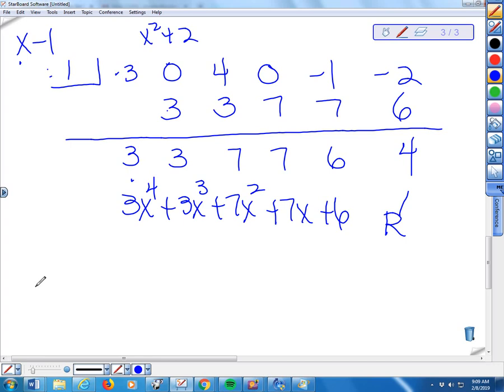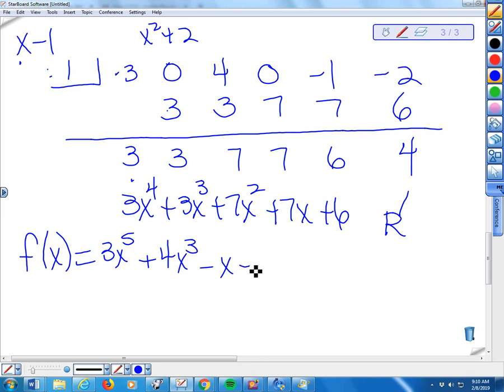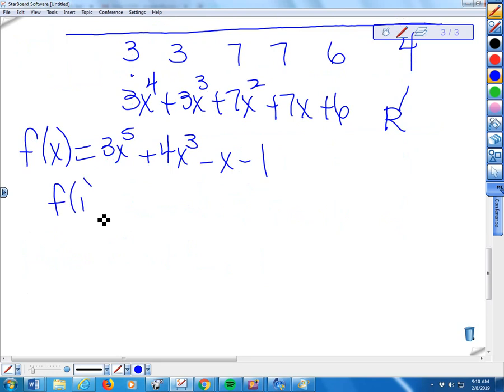The other cool thing about synthetic division is this is function notation, right? If I gave you this function, 3x to the 5th plus 4x cubed minus x minus 2. Okay? If I gave you that function and I said find f of 1, what does that mean?